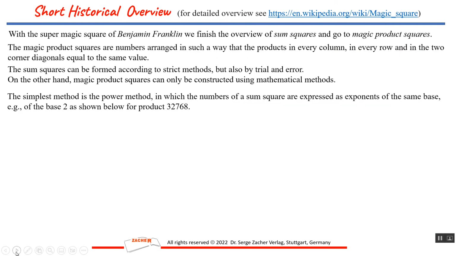With the supermagic square of Benjamin Franklin, we finish the overview of sum squares and go to magic product squares. The magic product squares are numbers arranged in such a way that the products in every column, in every row and in the two corner diagonals equal the same value.